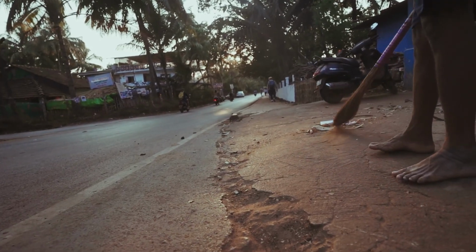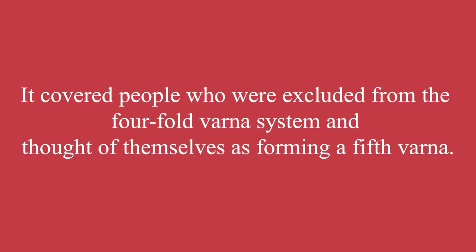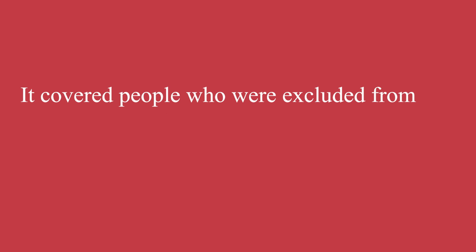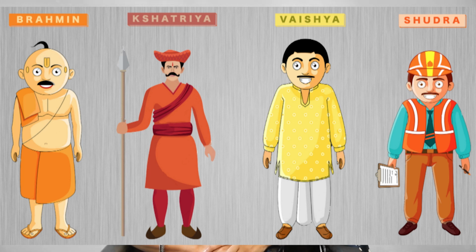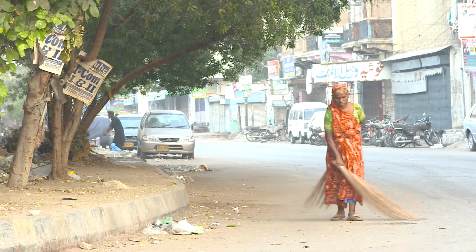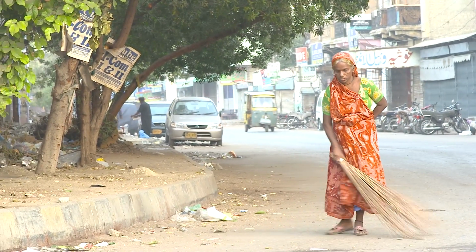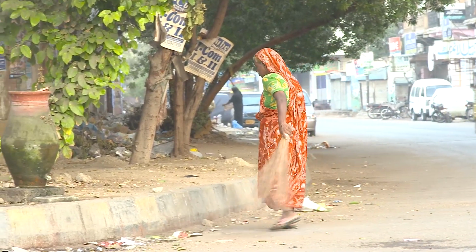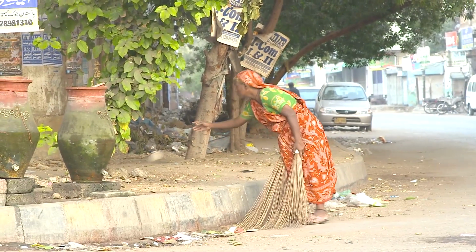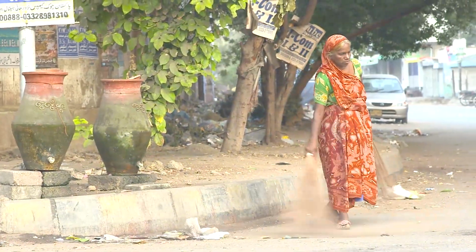Now we also see that the term covered people who were excluded from the fourfold Varna system and who thought of themselves as forming a fifth Varna. Now, what was this Varna system? We all know how society at a particular time was socially divided into the four Varnas, right? Where people were segregated along the lines of the occupation that they had. So in that framework, the outcasts did not really find a mention. Therefore, when these reformers or thinkers were thinking of the predicament of the untouchables or the outcasts, they gave them the term Dalit in order to think about their issues and their particular social reality of the time.